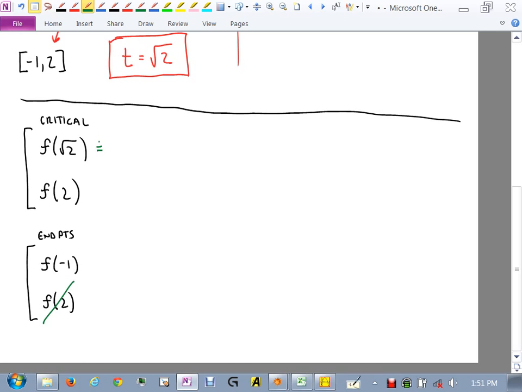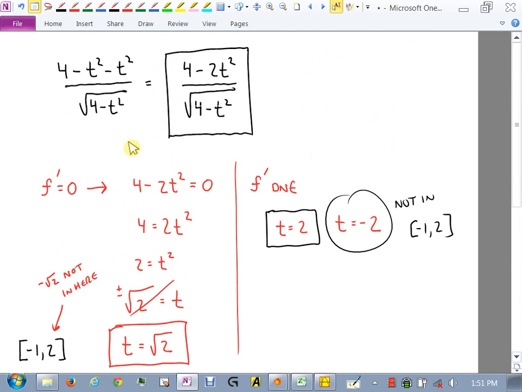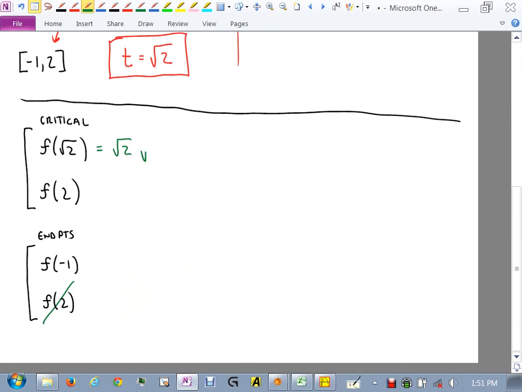So let's plug √2 into the original function. When you do it, you get t, which is √2, right, times the original function, square root of 4 minus √2, but then squared. So √2 times square root of what? This is just 2 when you square it, right? 4 minus 2 is 2. So 2 times √2, which is, √2 times √2 is 2.